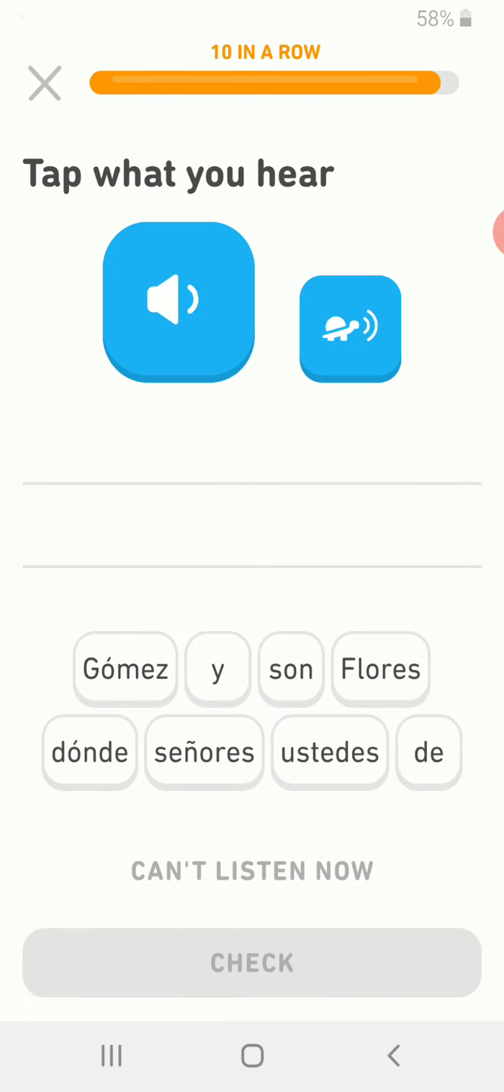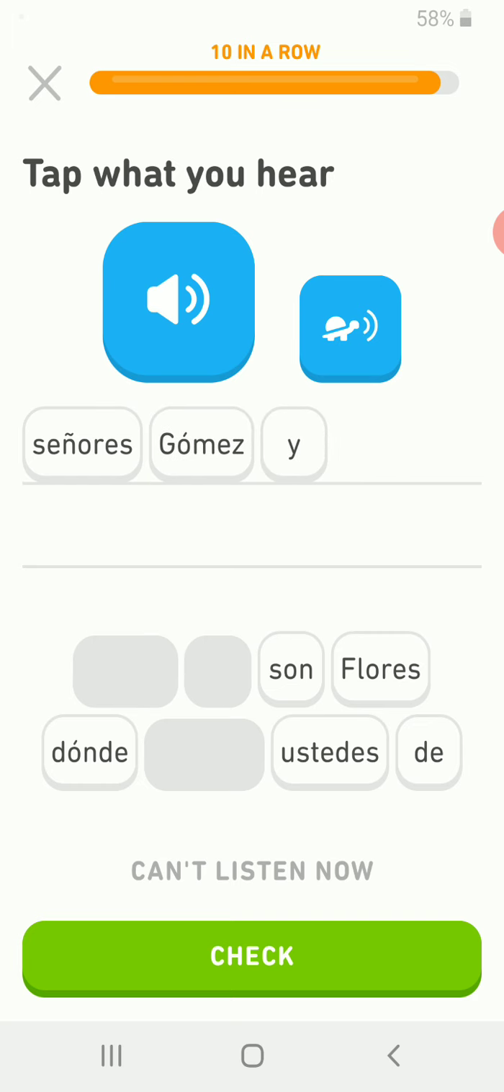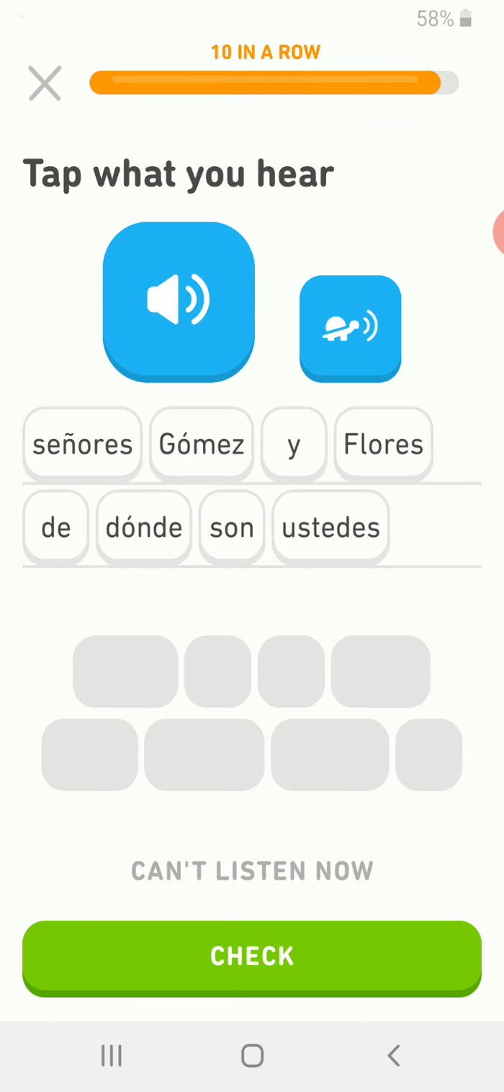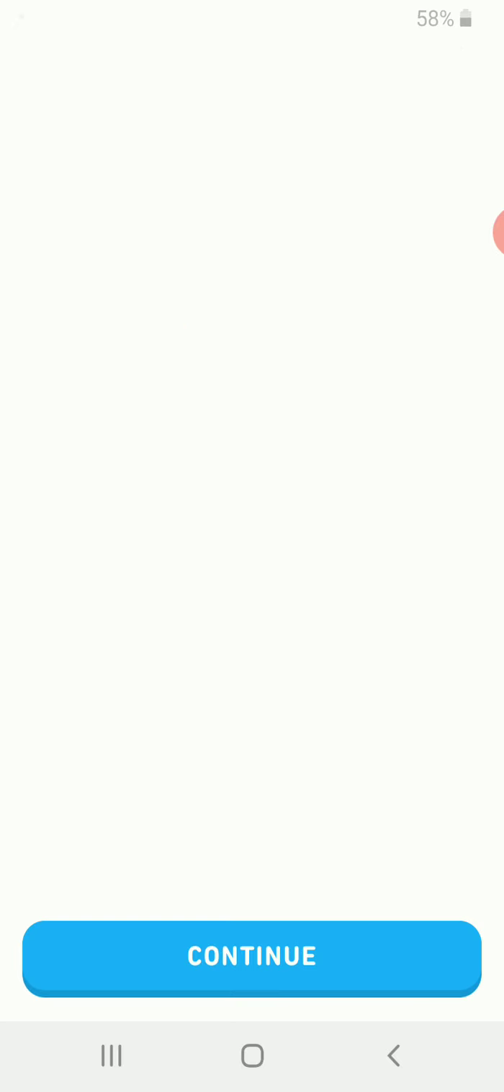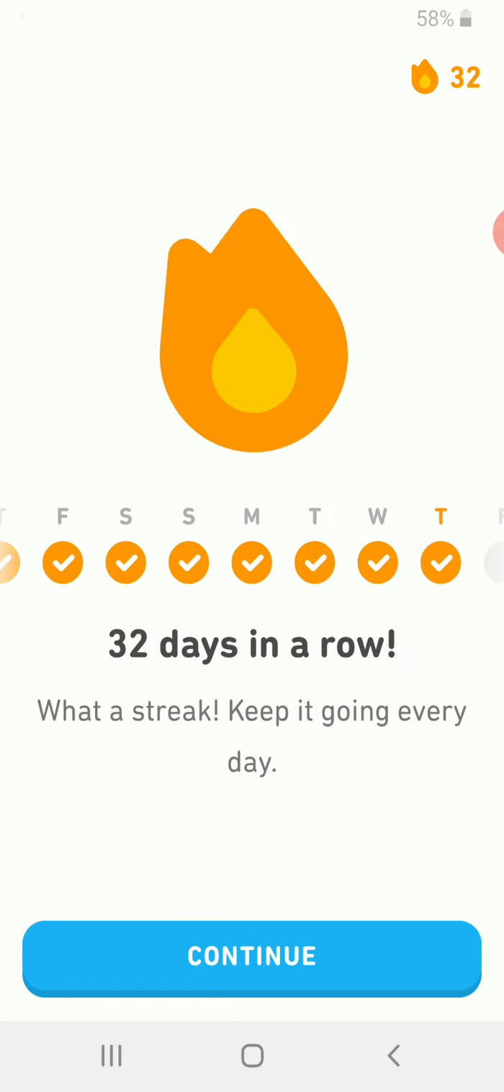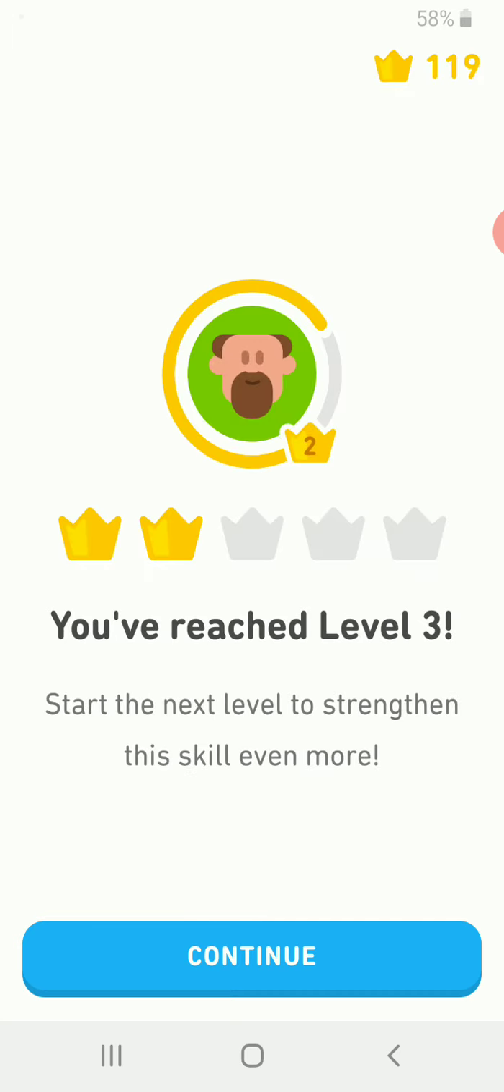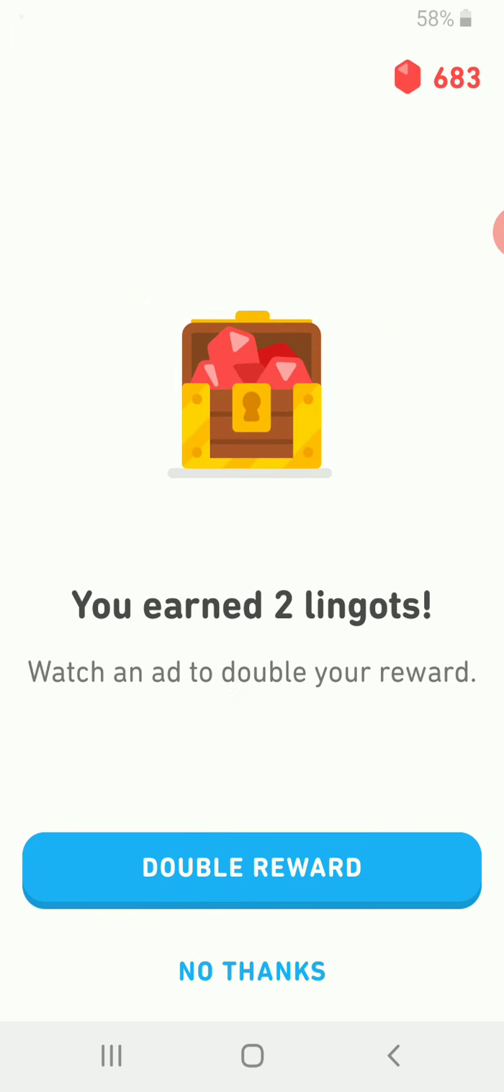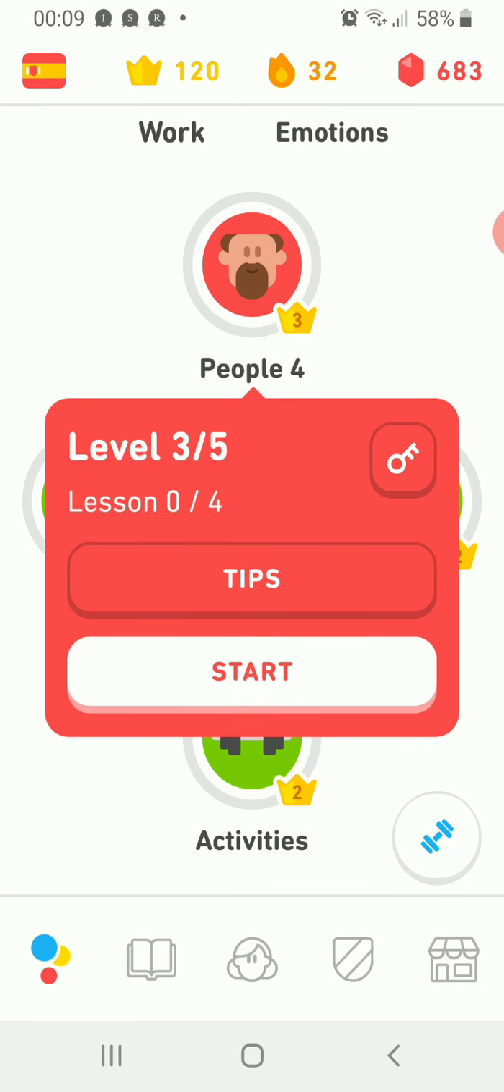Okay, and Señores Gómez y Flores, ¿de dónde son ustedes? I don't know what was wrong, but I made one mistake, and I think I lost 1 XP. But here I am. I have a 32 days in a row streak. So what a streak! Keep it going every day. This is very encouraging. And for this, I also got a new crown. So now I have 3 crowns for this lesson, and I got some lingots as well that I can spend in the Duolingo shop.